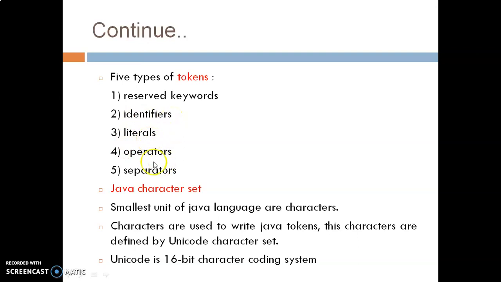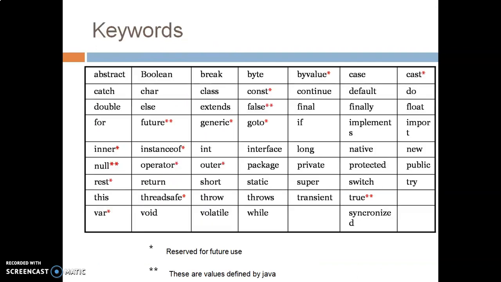Literals, a set of characters, operators like plus, minus, multiplication, division, separators like parenthesis, comma. So these are all a collection of tokens. By using only these, you are able to make a Java program.